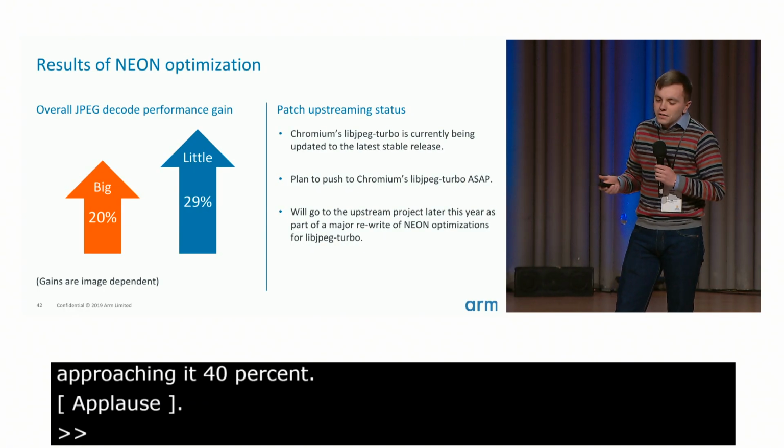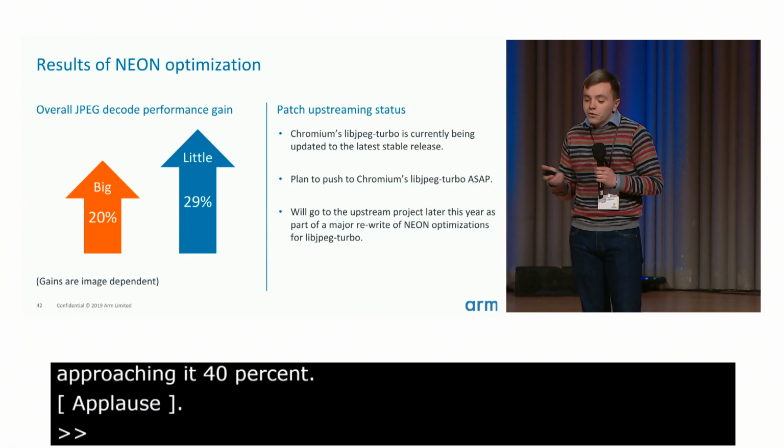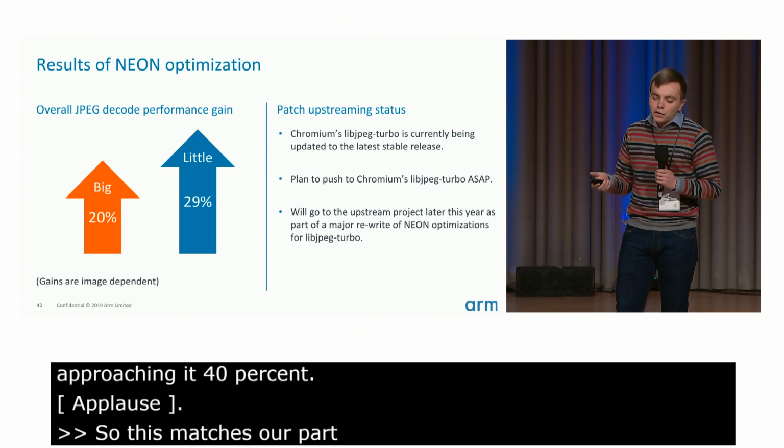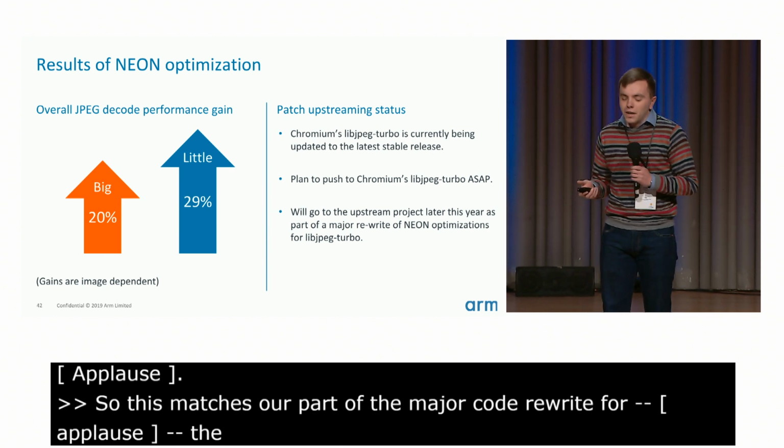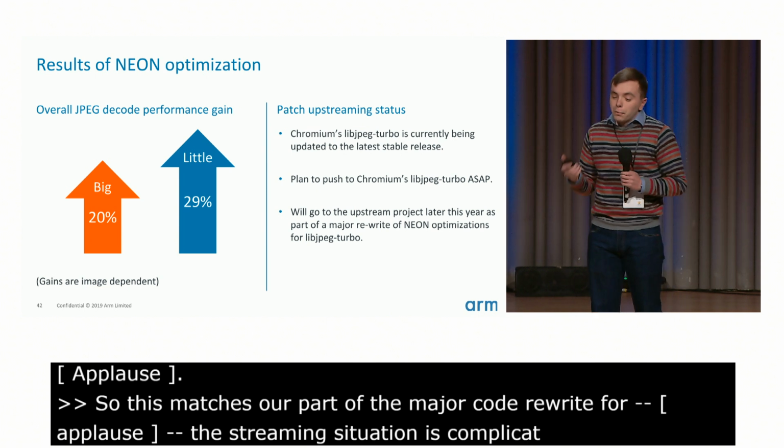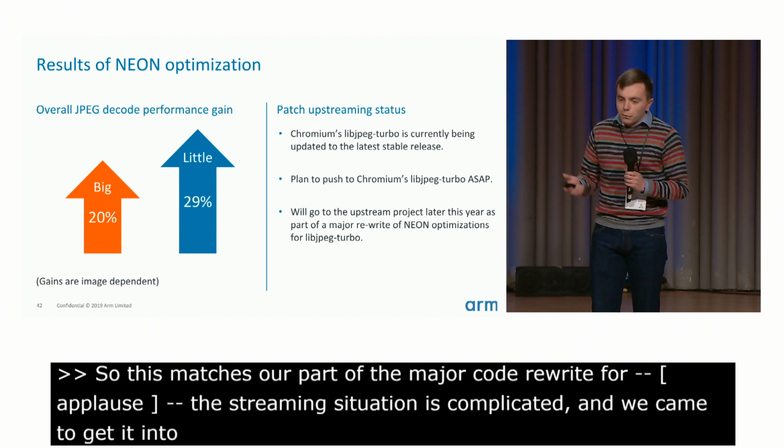These patches are part of a major code rewrite for libjpeg-turbo. The upstreaming situation is complicated, but we aim to get it into a shipping version of Chrome sometime later this year.